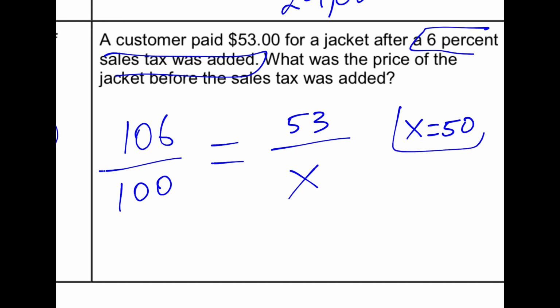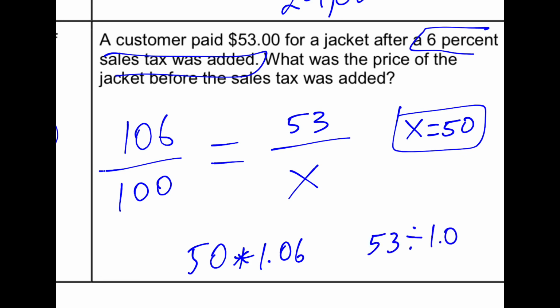Another way of thinking about this is to find sales tax, we take 50 times 1.06. To reverse that process, we can take 53 divided by 1.06. Both will give us 50.